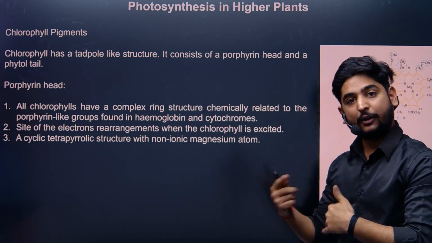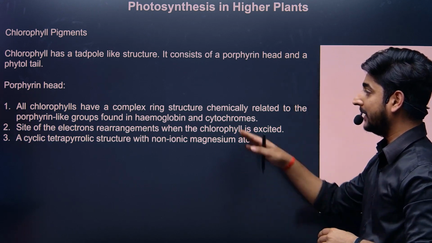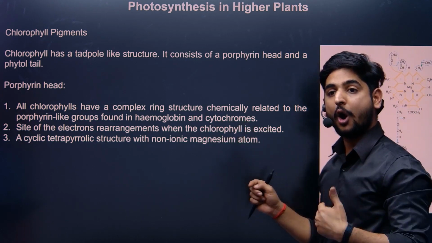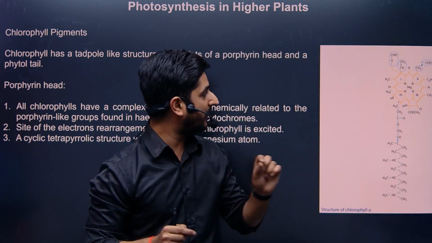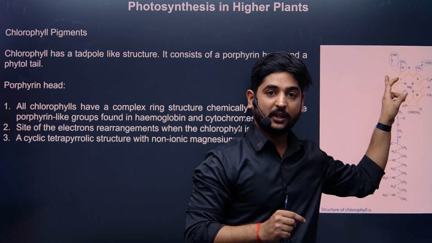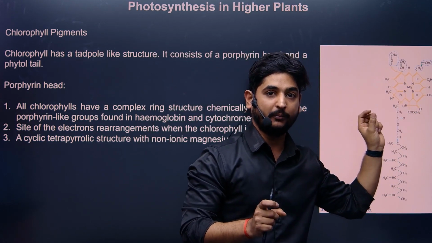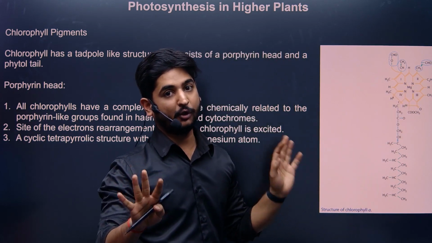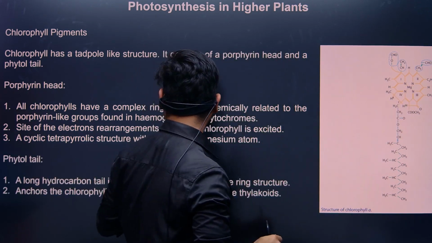It is the site of electron rearrangement. We are just going to figure it out. It contains a cyclic tetrapyrrolic structure with non-ionic magnesium. You will have to remember that at the center of this structure, at the porphyrin head, is a magnesium, okay, non-ionic, and it is attached to 4 nitrogens. If you remember this much, you are going to do well in your exam.